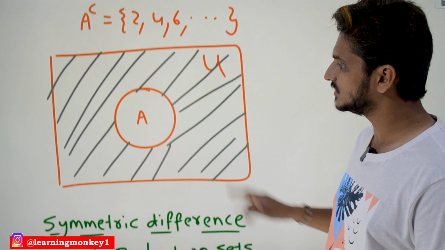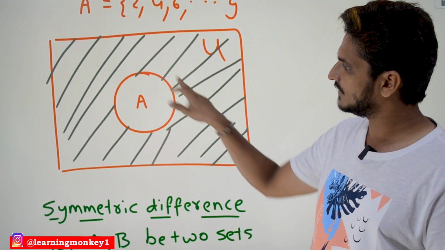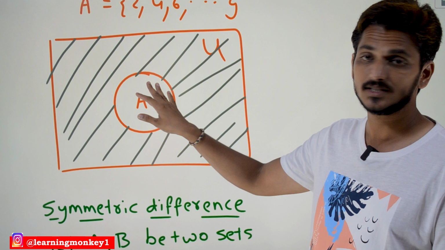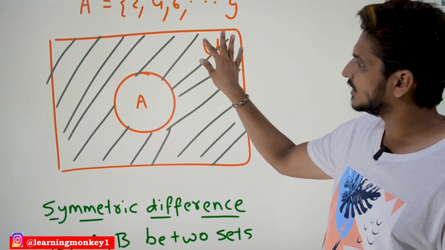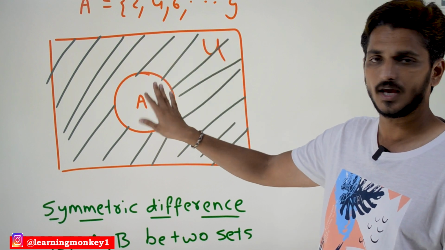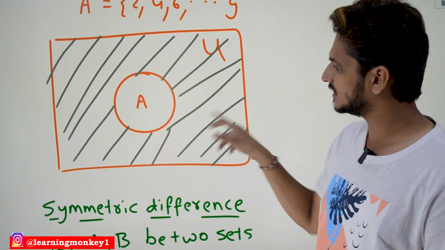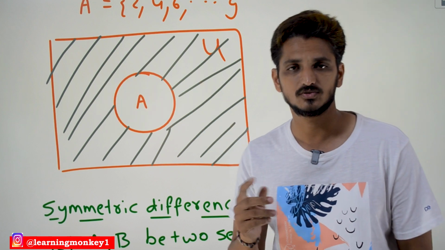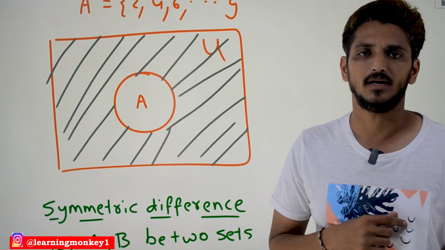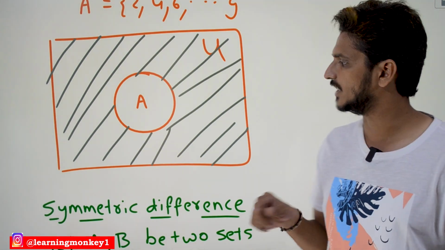In the Venn diagram, this is how it looks. These are the elements that are present in A. U minus A means all the elements that belong to U that do not belong to A. So the area with the dashed lines is called A complement. That is U minus A.